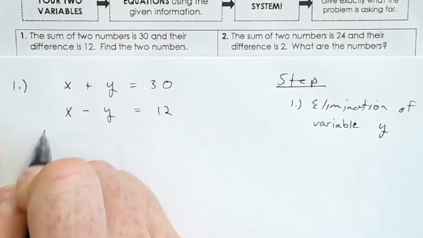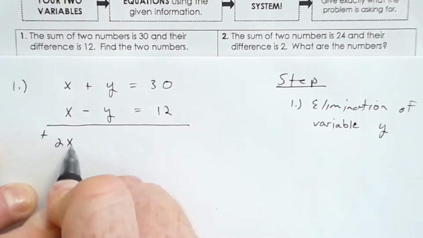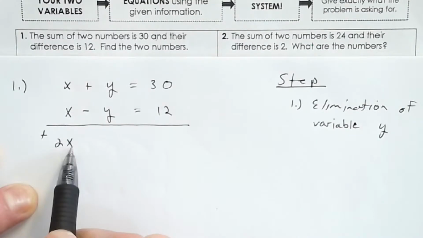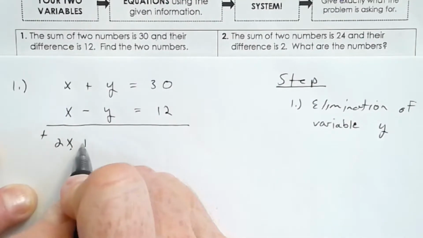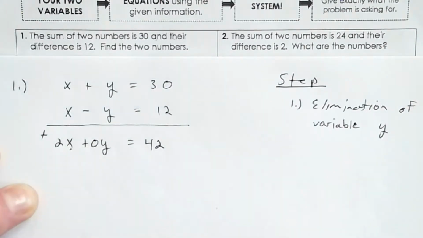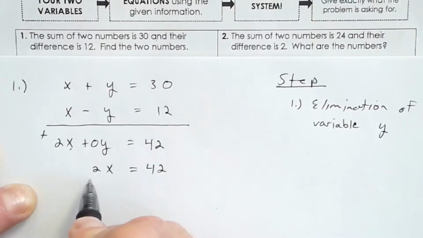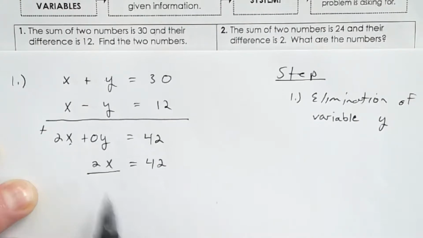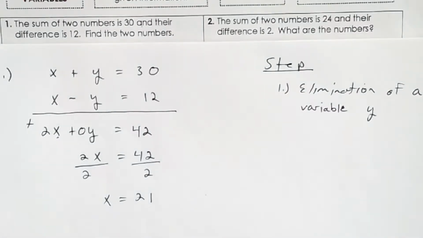So we are just going to add these together, and we get 2x. X plus x is 2x. Y minus y is the 0y that we were looking for, is equal to 42. This leaves us with 2x is equal to 42. We're going to divide by 2. X is equal to 21. That is one of our numbers.